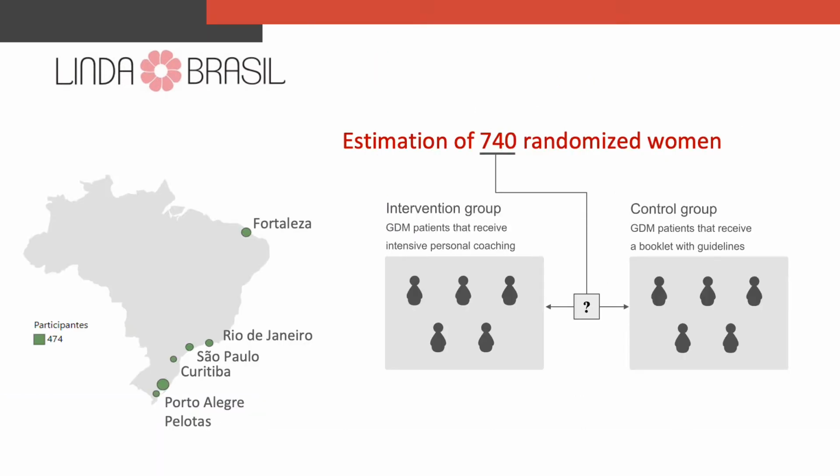Linda Brazil is a multicentric study. Women that are randomized to the intervention group receive intensive personal coaching based on data contained in a monthly generated report. During phone calls, the coaches fill in questionnaires. During visits, exams are made, and other questionnaires are filled in too. Women in the control group receive a booklet with guidelines and have scheduled visits where questionnaires are filled in.